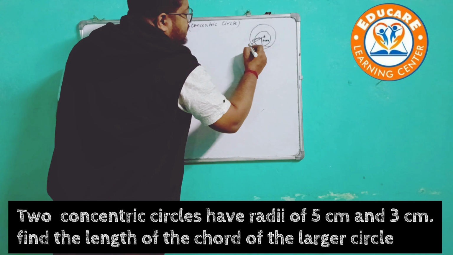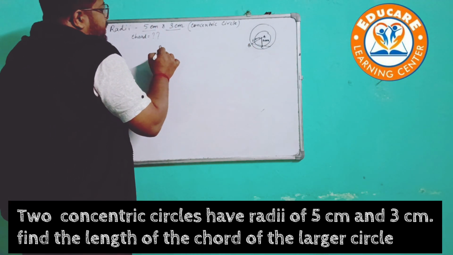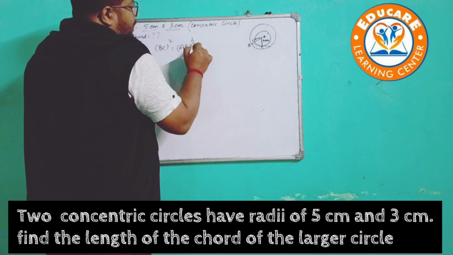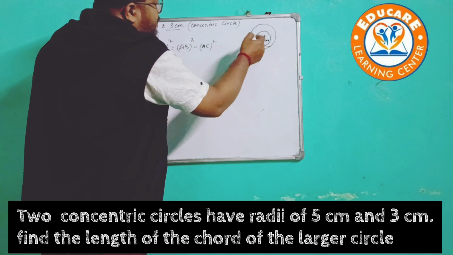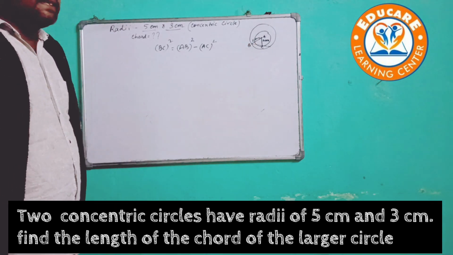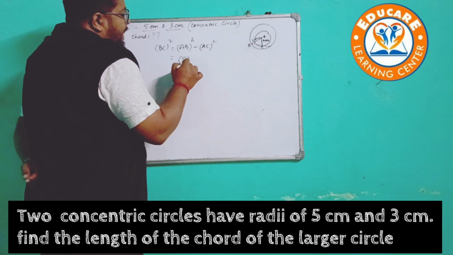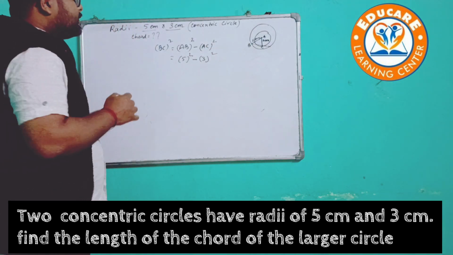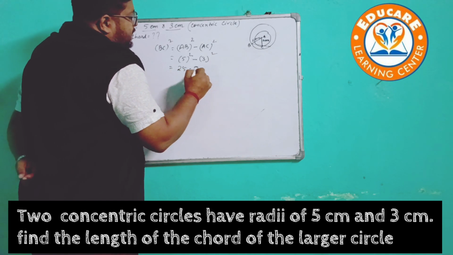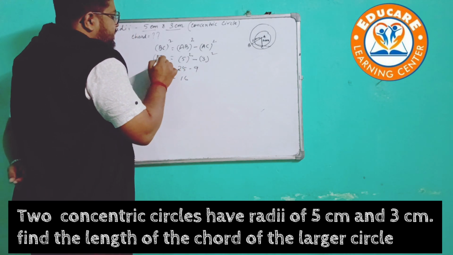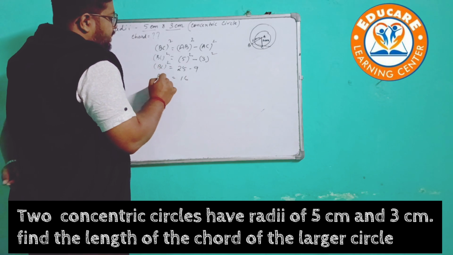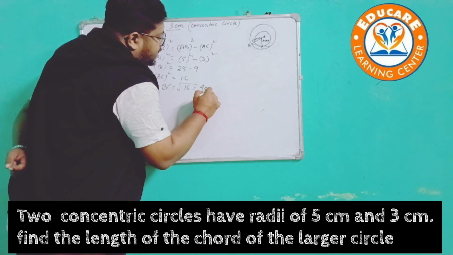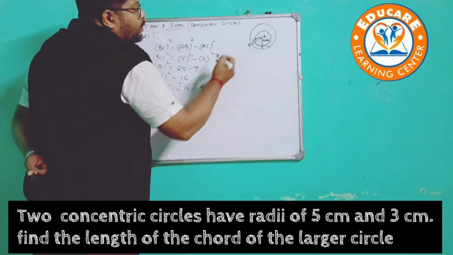Suppose this is B and this is C. In order to find BC square by Pythagoras theorem, we need to do AB square minus AC square. So we will get BC square. AB is 5 centimeter, so 5 square minus AC square, that is 3 square. 5 into 5 is 25 minus 9, that gives us 16. So our BC square is 16. In order to find BC, we need to take the root of 16, that gives us 4 centimeter. So we can write BC is 4 centimeter.